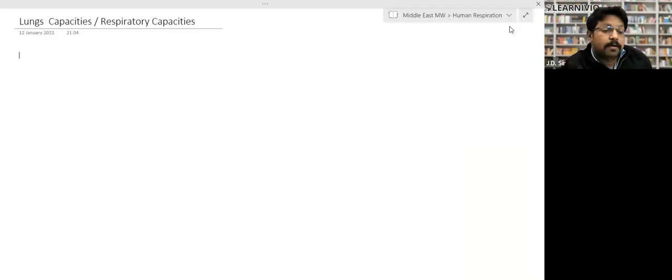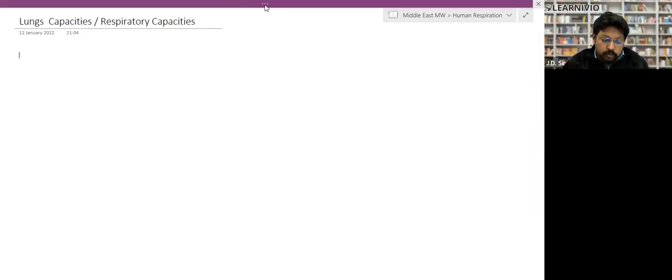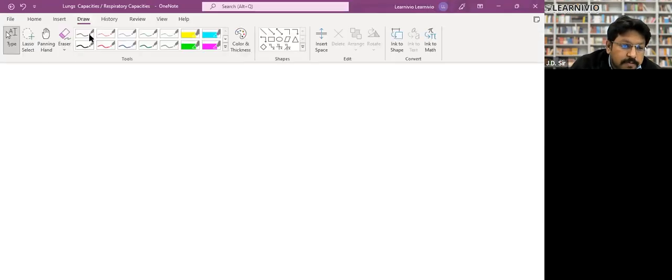Out of this lungs capacity, the first capacity is inspiratory capacity. Now, what is inspiratory capacity? This is the amount of air which a normal person can inspire after a normal expiration, right? Look, now let me explain you more.